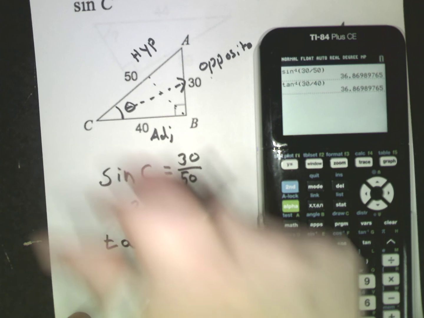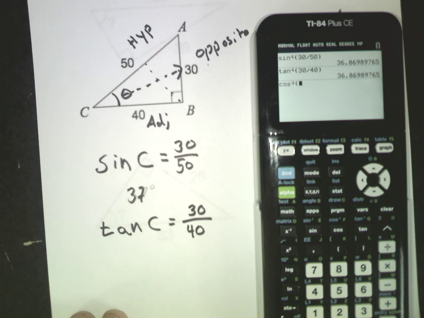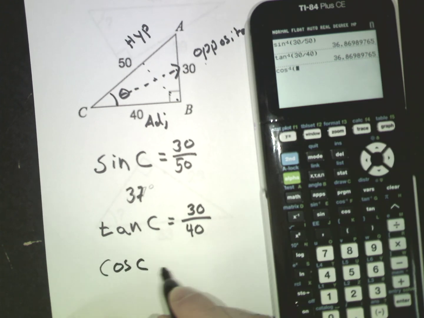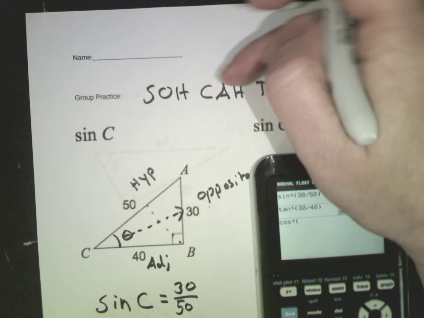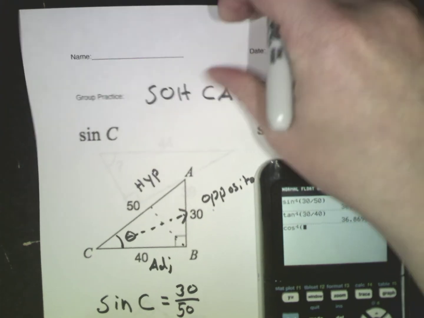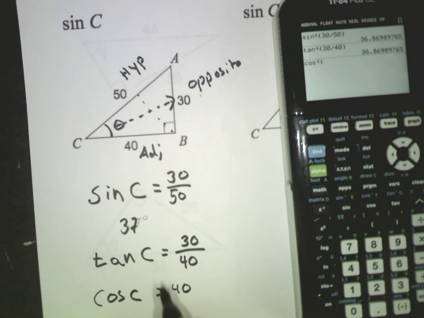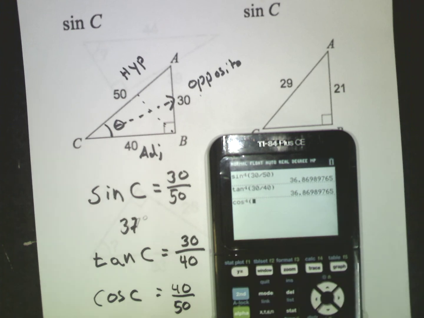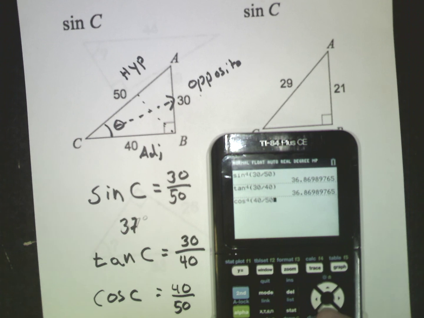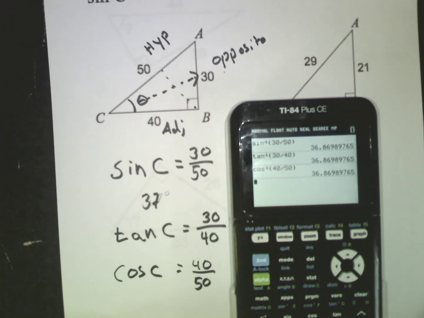And then the last one would be, well, what if I wanted to use cosine? Say cosine was my favorite. Again, second cosine. Cosine of C is adjacent over hypotenuse. Adjacent in my case is 40. Hypotenuse is 50. 40 over 50. And again, second cos, and then 40 divided by 50. Now if I use the right sides, I always get the same answer. But I have to use the right sides for all these. You see they're all the same.